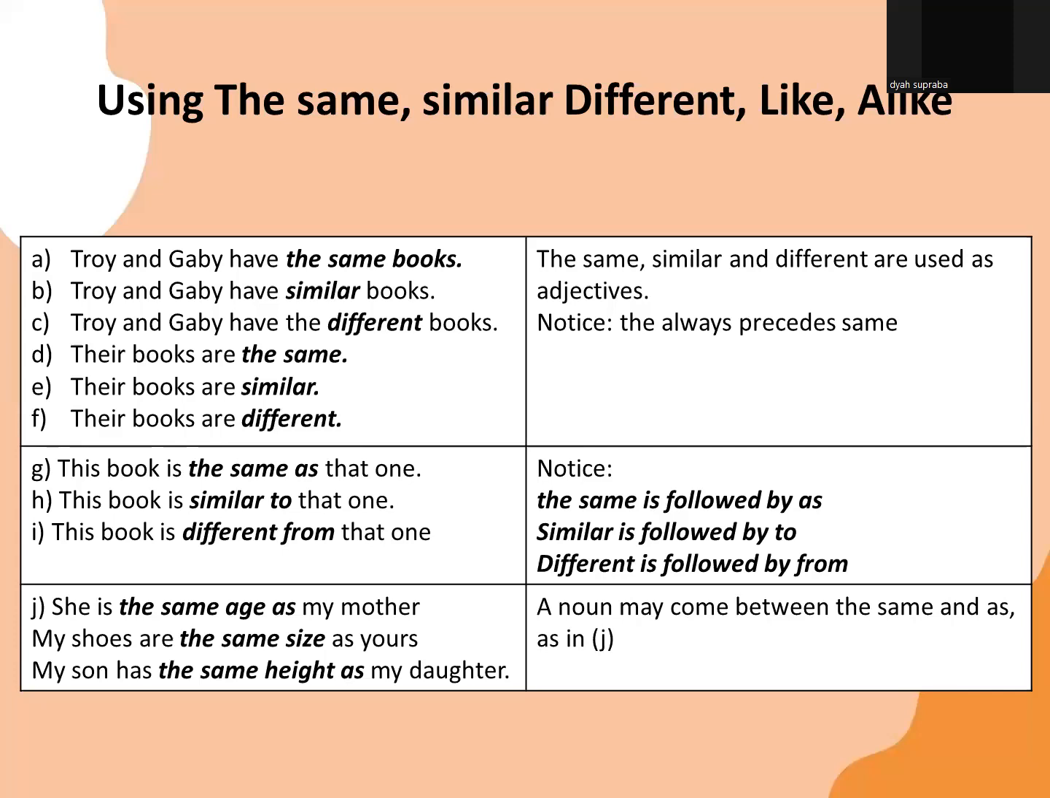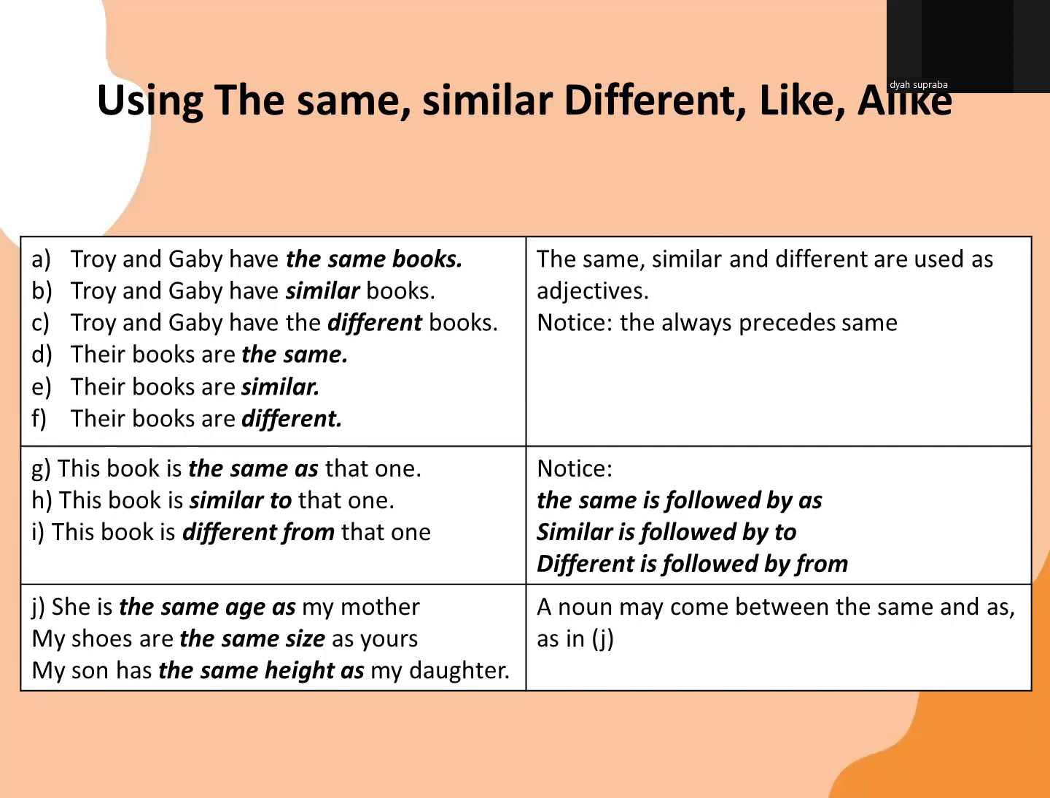Now we are going to use the same, similar, different, like, alike. A, Troy and Gabby have the same books. B, Troy and Gabby have similar books. C, Troy and Gabby have different books. D, their books are the same. E, their books are similar. F, their books are different. So the same, similar, and different are used as adjectives.